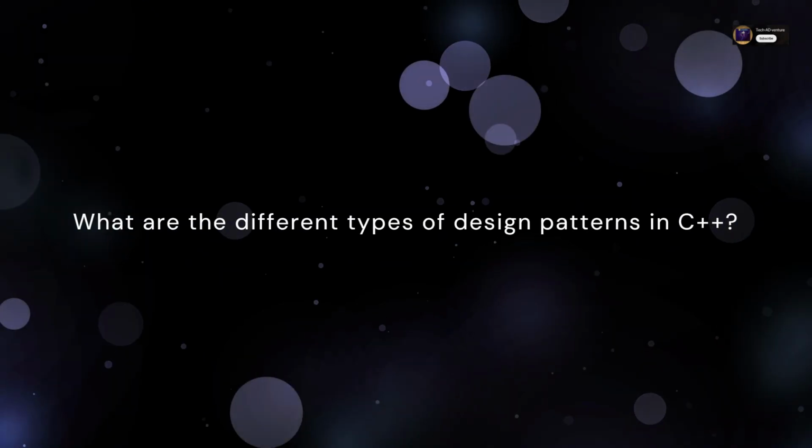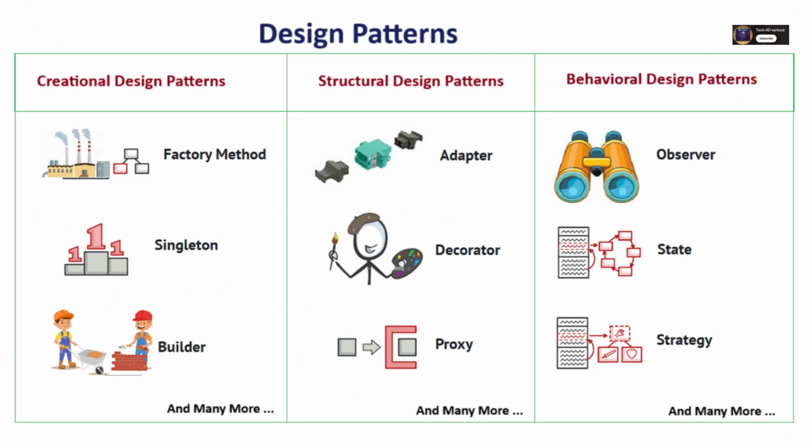What are the different types of design patterns in C++? In C++, design patterns are commonly categorized into three main types, just like in general software engineering. Each type addresses a different aspect of software design. 1. Creational design patterns. These patterns deal with object creation mechanisms, trying to create objects in a manner suitable to the situation. 2. Structural design patterns. These patterns focus on how classes and objects are composed to form larger structures. 3. Behavioral design patterns. These patterns focus on communication between objects and how they interact and delegate responsibilities.